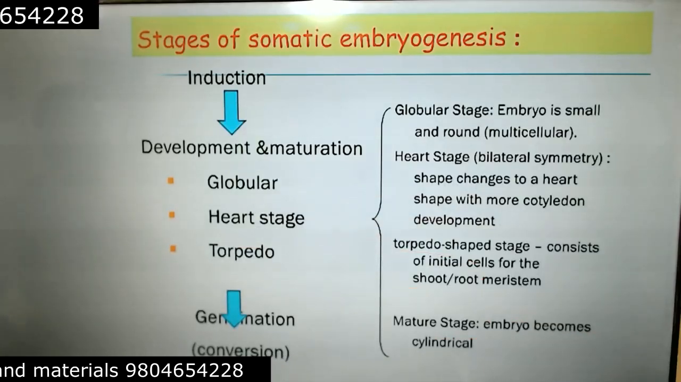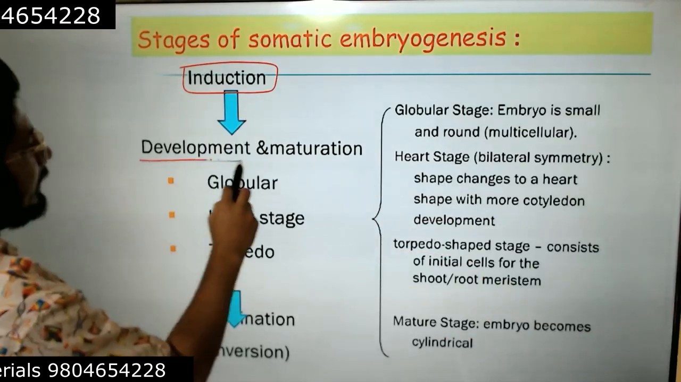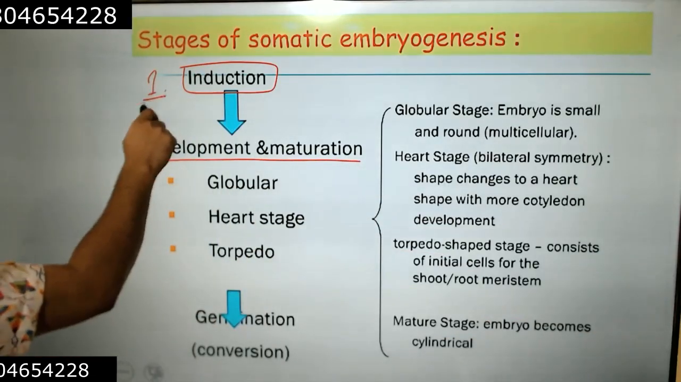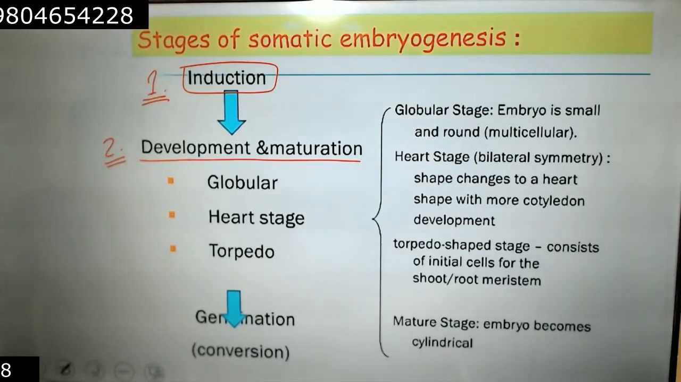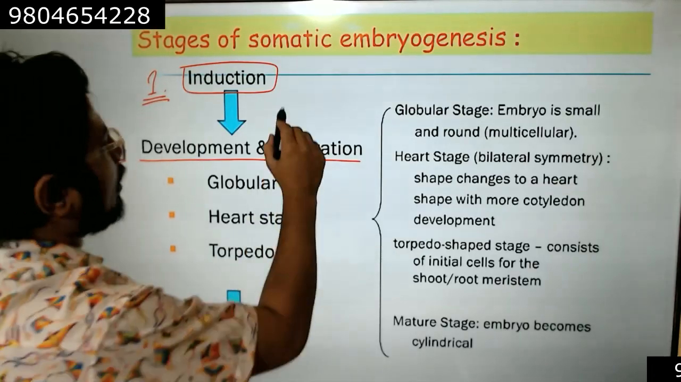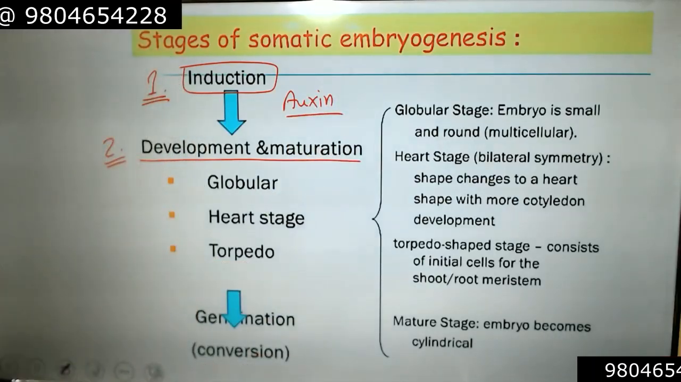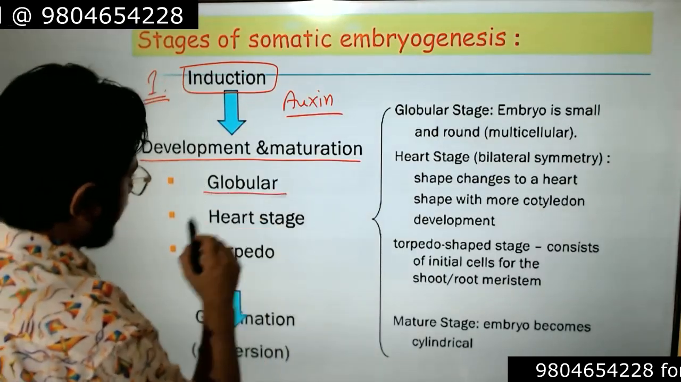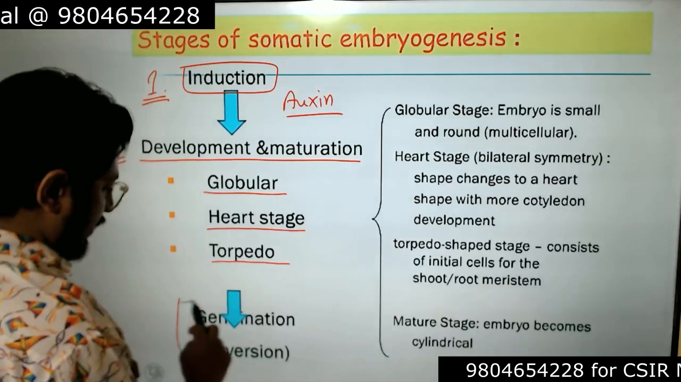Stages of somatic embryo. We have induction to begin with, then development and maturation. First induction, this is step number 1. Second one is development and maturation. So induction is a time where generally it's induced with auxin. We'll see that in a moment. Then development and maturation has multiple stages: globular stage, heart stage, torpedo stage, and then germination.